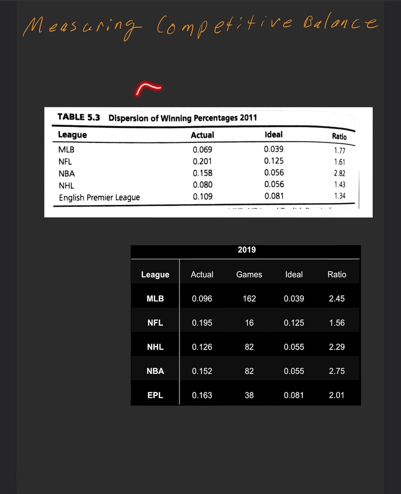So let's look at these examples of the dispersion of winning percentages. So what we do, right, is we take that actual number, right?